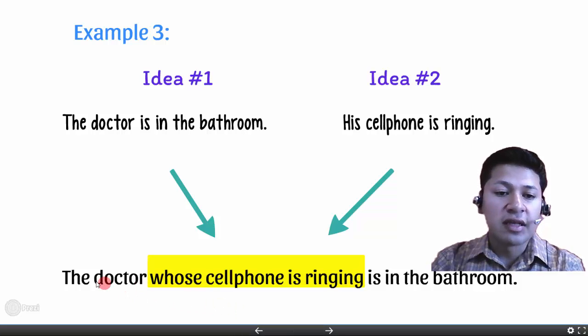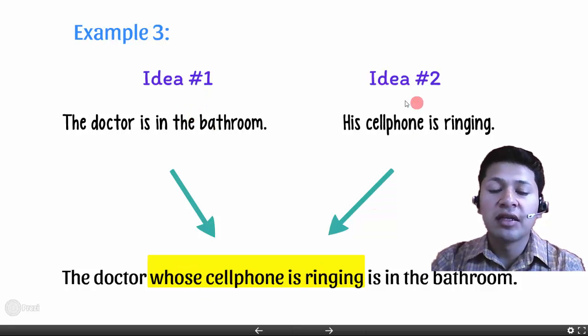Here we have the two ideas, right? The doctor is in the bathroom, idea number 1. Whose cell phone is ringing, idea number 2. We use whose with the idea that shows possession. Here, idea number 2, his cell phone.